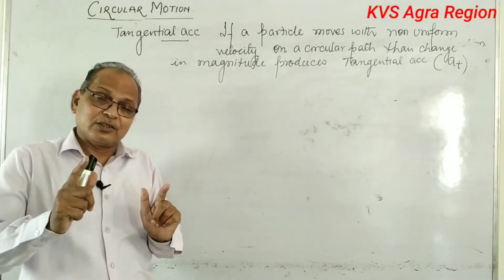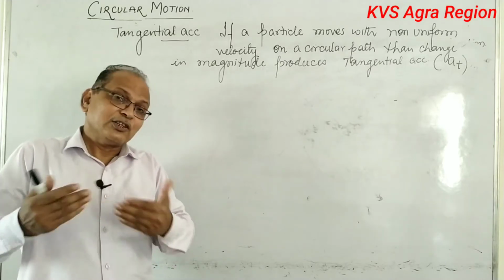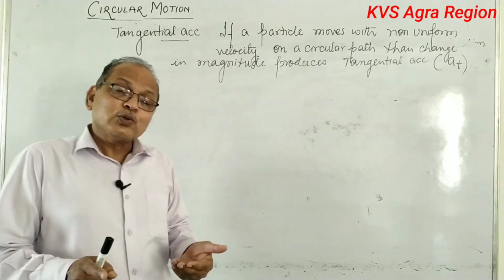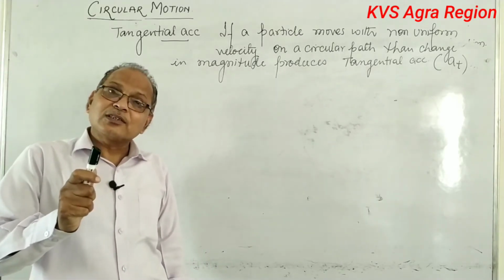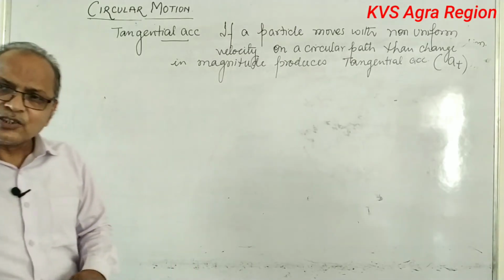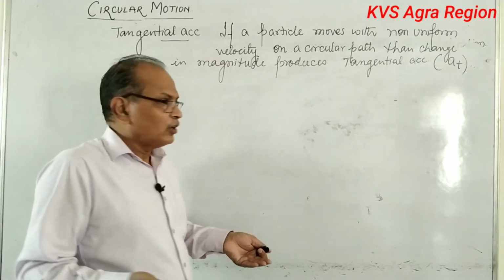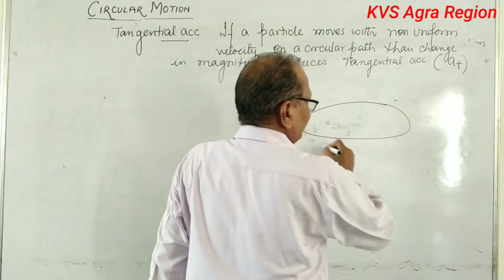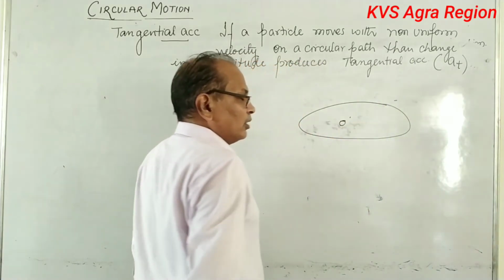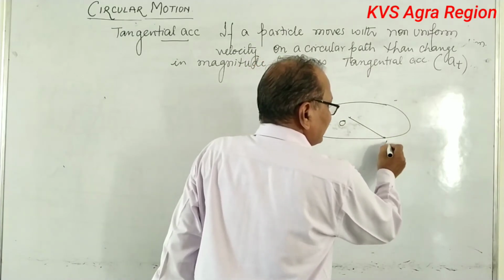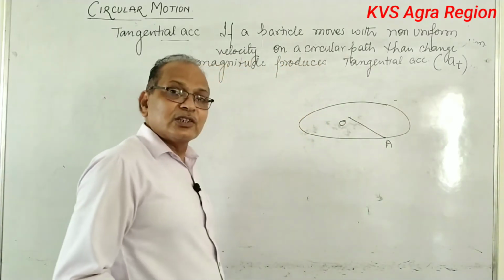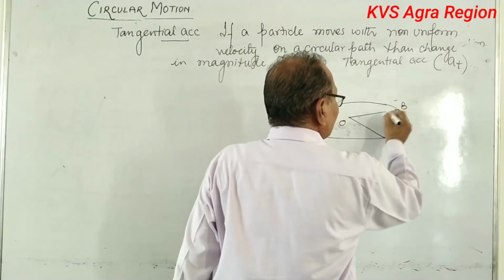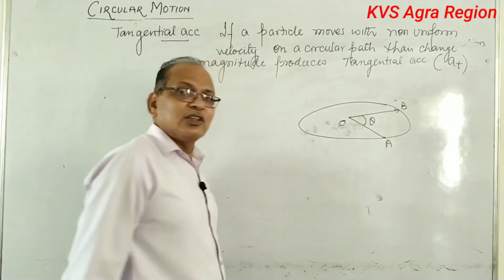Whenever magnitude changes, if it is moving on the circular path, naturally direction also changes. But if the magnitude is also changing, then change in magnitude produces tangential acceleration. How can you explain this? For example, an object is moving on a circular track like this, having center O. This is the position of the particle at a particular instant at A. Now, after a definite time, it reaches the point B and covers angle theta.